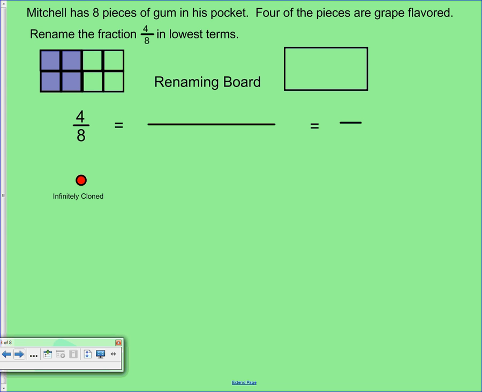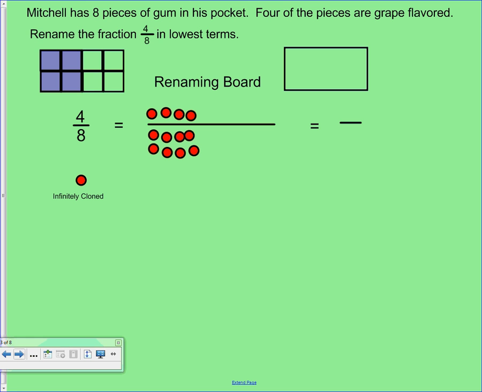So Mitchell has 8 pieces of gum in his pocket. 4 of the pieces are grape flavored. Rename the fraction 4/8 in its lowest terms. So I've got 4/8. To do this, I'm going to take these dots. I'm going to make 4/8: 1, 2, 3, 4 on top, and I'm going to make 8 on bottom. 5, 6, 7, 8. And now the question is, how can I regroup that?